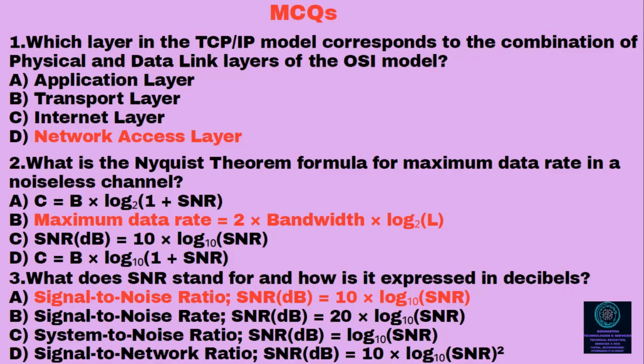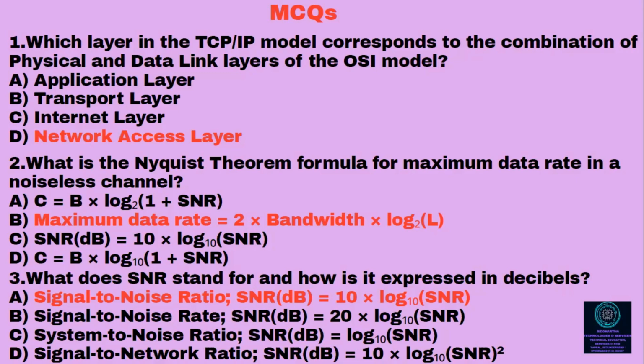Second question: what is the Nyquist theorem formula for maximum data rate in a noiseless channel? Please remember here, the correct answer is maximum data rate equals 2 multiplied by bandwidth multiplied by log base 2 of L. Please remember these questions I have taken; maybe the description is in the first series also, part 1 of the video. We are in part 2.